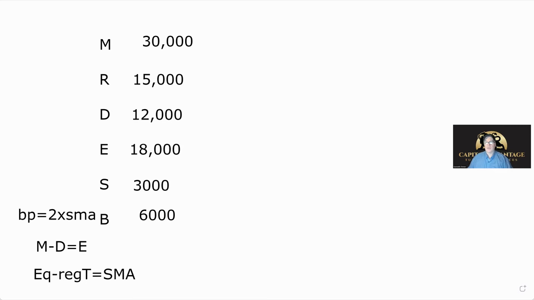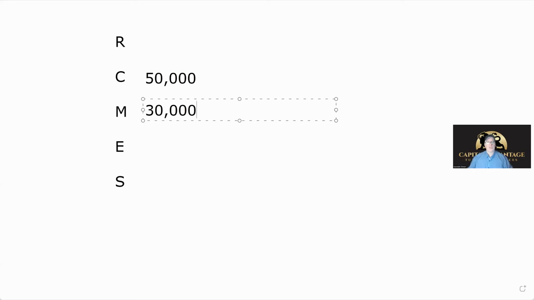That's the long side. Let's do the short side. I use a different acronym. Russian children must eat snow, right? Russian children must eat snow. There we go. They don't really ask buying power on the short side. But there's certain things they have to give you. They have to give you the credit balance. I'm going to make it 50 grand. And they have to give you the market value or the short market value. We'll call that 30 grand. So that's what it will cost to buy the shares back.